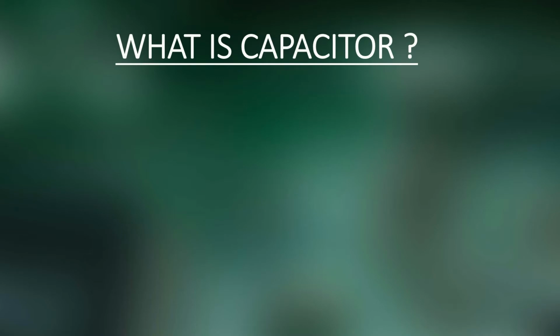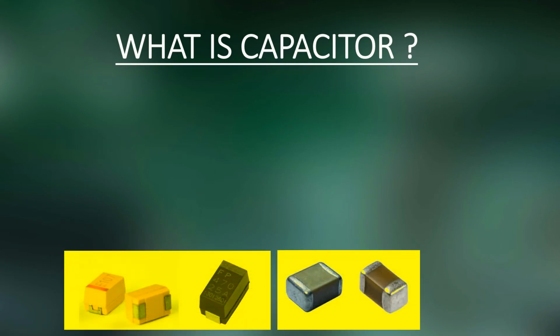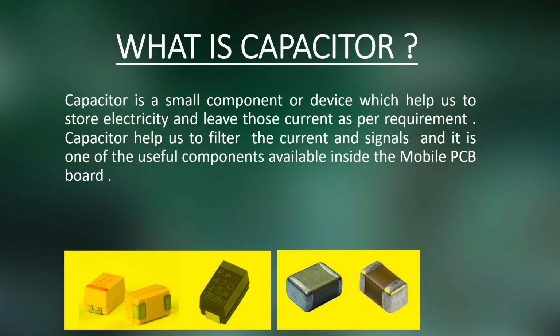So guys, what is a capacitor? Now you can see here the images of the capacitor. A capacitor looks like this. A capacitor is a small component, a device which helps us to store electricity and release the current as per requirement. A capacitor helps us to filter the current and signals, and it is one of the useful components available inside the mobile PCB board. Okay guys, and farad is the measurement unit of capacitance.